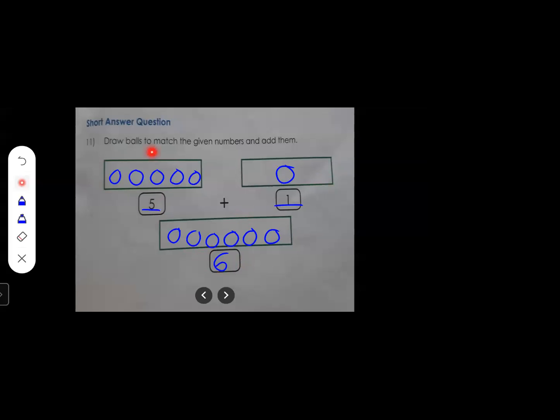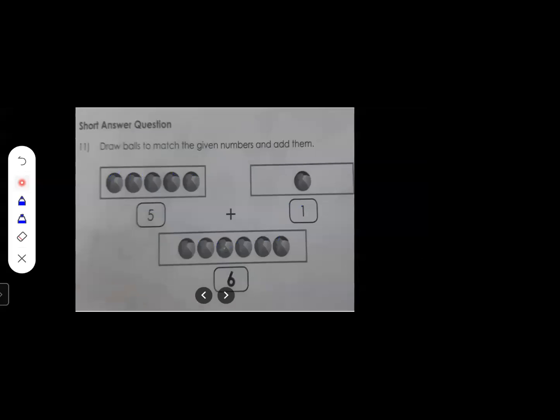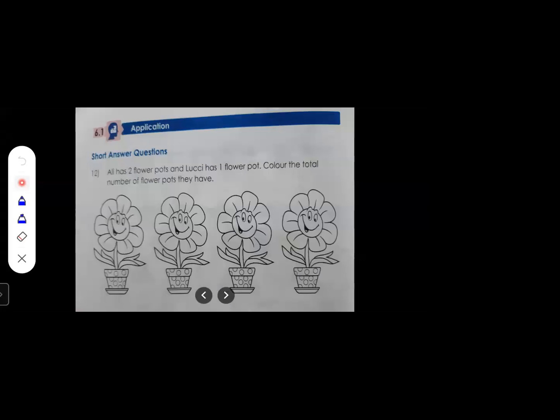So this is how you have to write it in your workbook. See over here, 5 balls and 1 ball. After adding 5 plus 1, what answer did we get? 6. So we have drawn 6 balls over here, and the answer we have written is 6. Let's move further.